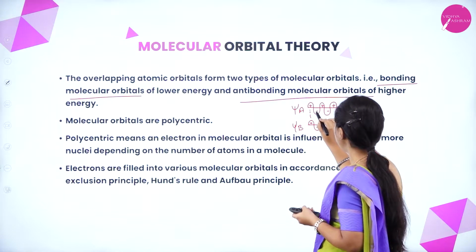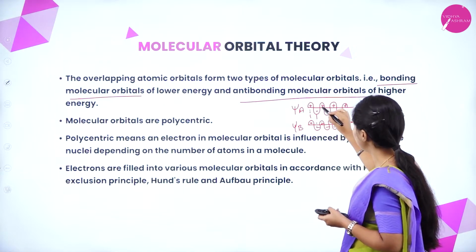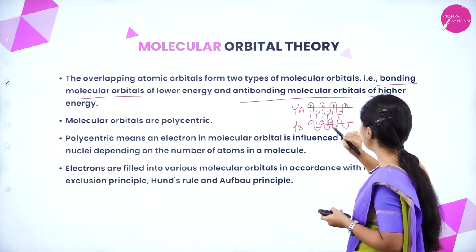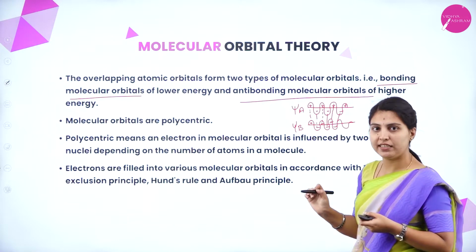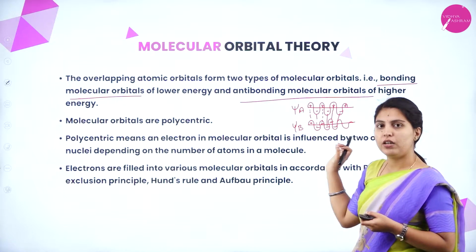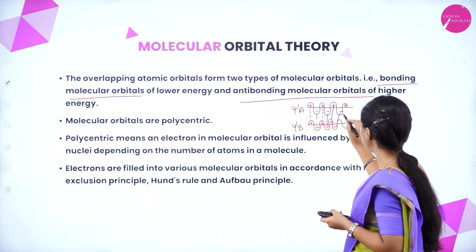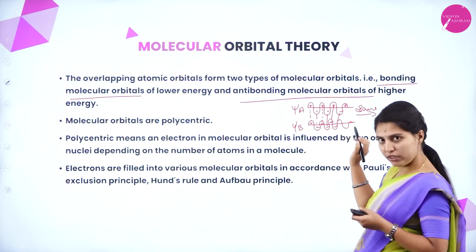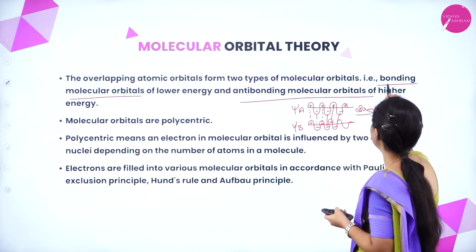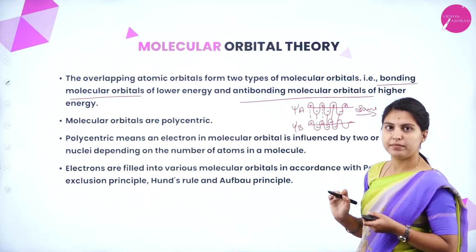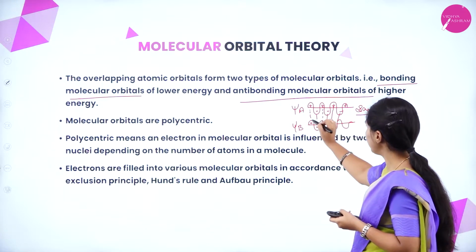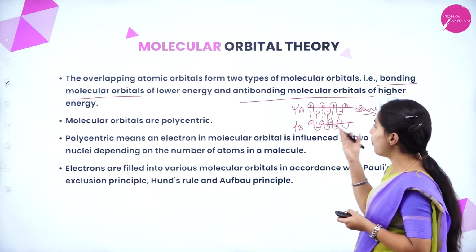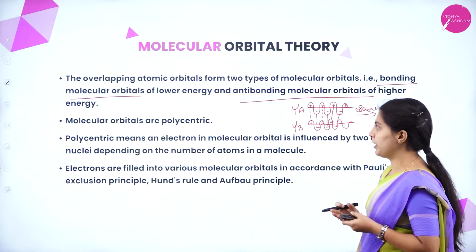In the overlap, plus with plus, minus with minus. If it is like this, the same phase will be present, correct? Plus and plus will form the same phase. On this concept, it will give the bonding molecular orbitals. It will be overlapping in the same phase, so it will produce bonding molecular orbitals.